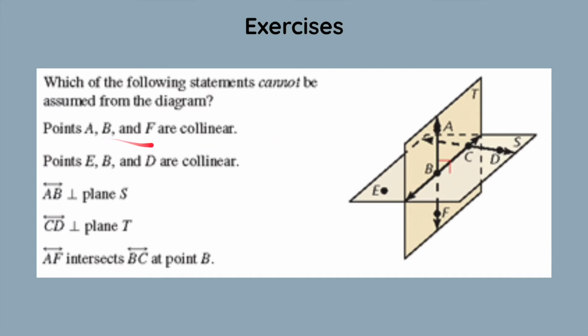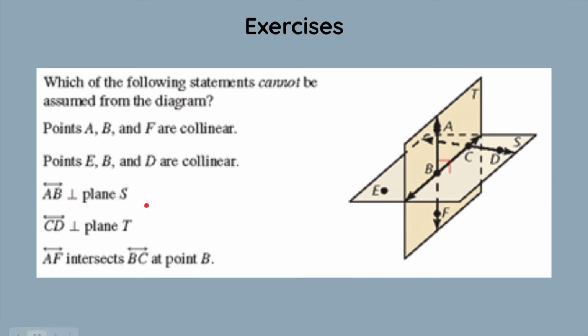So points A, B, and F are collinear. That would be yes. As we can see here, A, B, and F are all on the same line, so they have to be collinear. Points E, B, and D are collinear. This cannot be true because there needs to be a line connecting all 3 points, but if we look here at E, B, D, there is no line, so we cannot assume that.